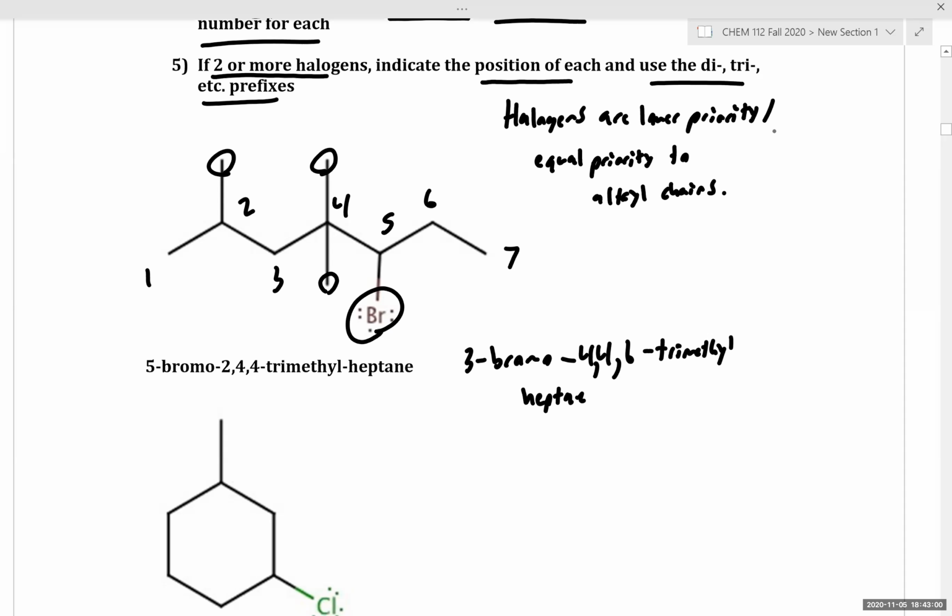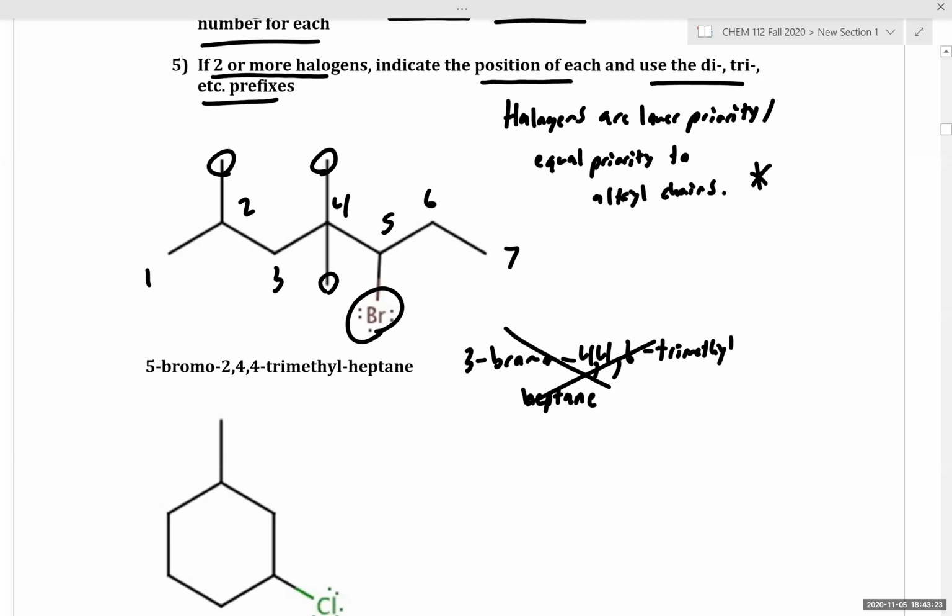The halogens are lower or equal priority to an alkyl chain. Does everyone see that distinction? So it's not like an alkene. You don't have to go out of your way to give the lowest number to the halogen. It's just another substituent. Does that make sense?